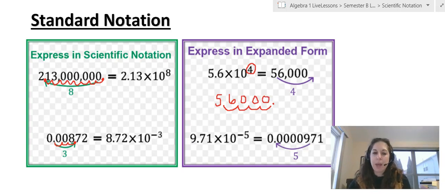And again, going the other way. So 9.71 times 10 to the negative 5. So this time I'm moving my decimal place to the left because my exponent there is negative. So here, let me go ahead and write this, 9.71. And I'm moving it to the left 5 place values. So here's 1, 2, 3, 4, 5. And again, every place value that doesn't already have a value, I'm just going to fill in with zeros there and make sure to put my decimal place.